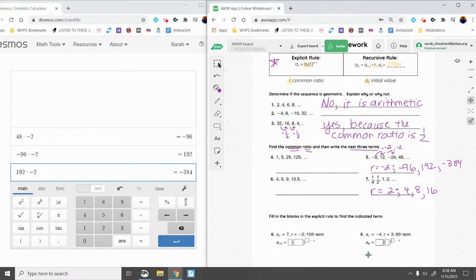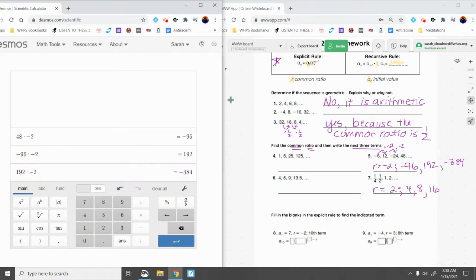So number 9 has me filling in the explicit rule. So I'm filling in the parameters of the explicit rule to find the 8th term. So that means that I'm going to plug in a sub 1. So if I look up at my explicit rule, a sub 1 is what goes in the first blank. So that's -4.